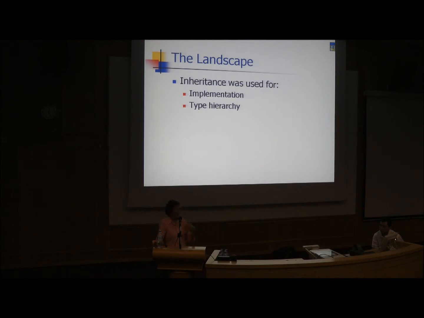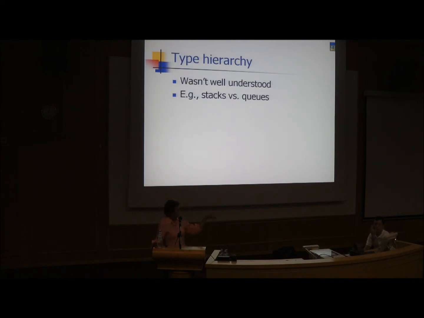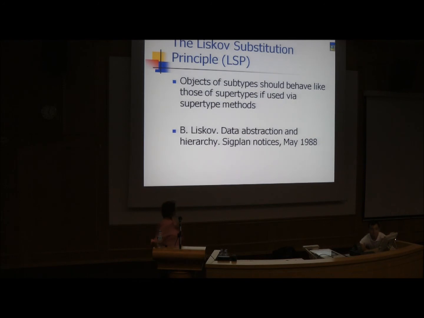So this led me to invent what came to be called the Liskov substitution principle. And what I said in my keynote at OOPSLA was what I have here on the slide. Objects of subtypes should behave like those of supertypes when used through the methods defined by the supertype. So it was okay for them to have other methods that did other stuff, but if you limited your use of them to the supertype methods, then you should not be able to tell that you were dealing with a subtype. It should behave exactly as the supertype said it would.